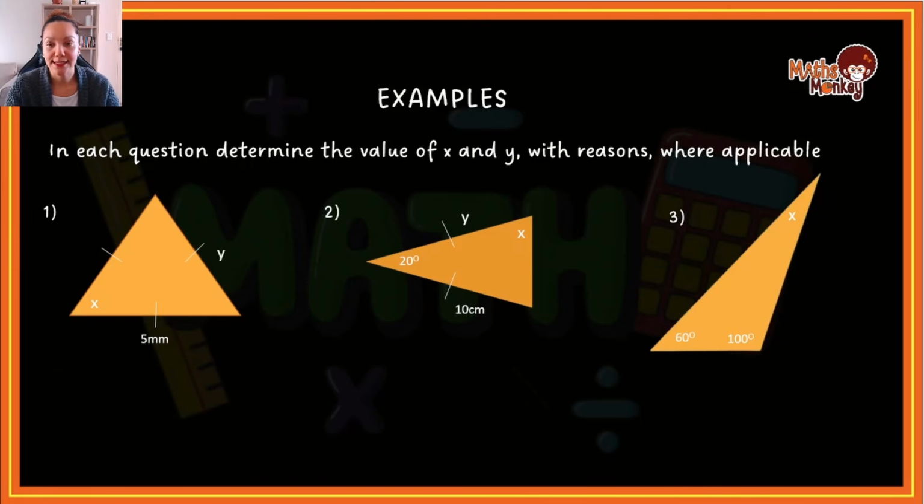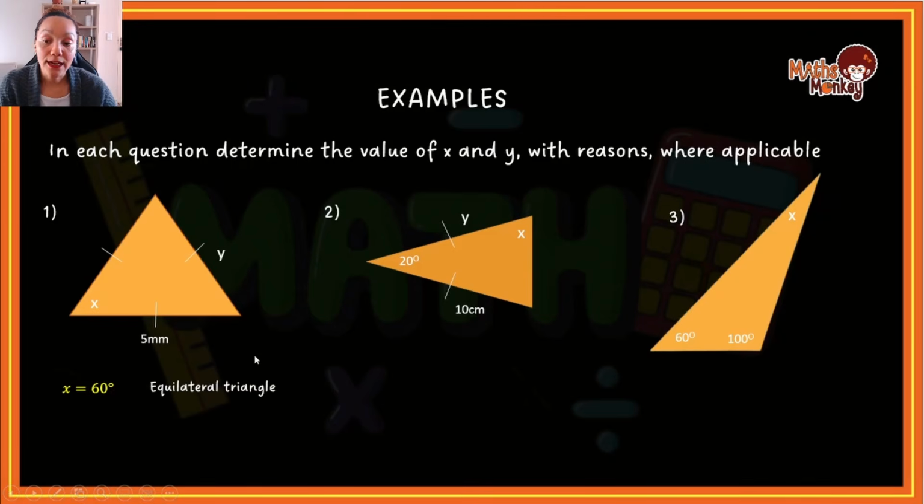So the question states, in each question, determine the value of x and y with reasons where applicable. So if we look at number one, we try and identify what type of triangle this is. So obviously we can see that this is an equilateral triangle because all three sides are the same. So already, if we have to find x, what do we know about the equilateral triangle? We know that all the angles equal 60. So therefore, x equals 60. Why? Give a reason, because this is an equilateral triangle.